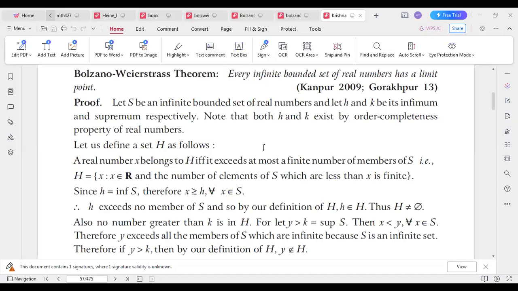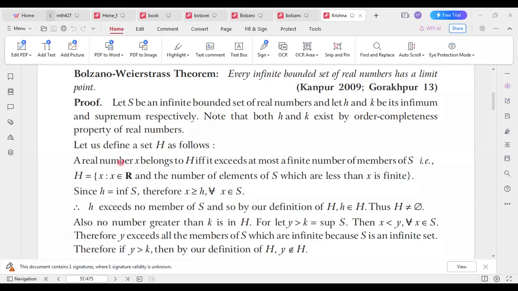Okay, now we'll discuss a very important theorem on limit points of real numbers, the Bolzano-Weierstrass theorem. Every infinite bounded set of real numbers has a limit point. Proof: let S be an infinite bounded set of real numbers, and let s and K be its infimum and supremum respectively. Note that both s and K exist by the order completeness property of real numbers we have discussed earlier. Let us define a set A as follows.